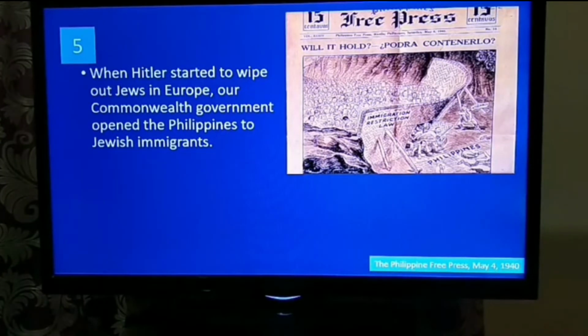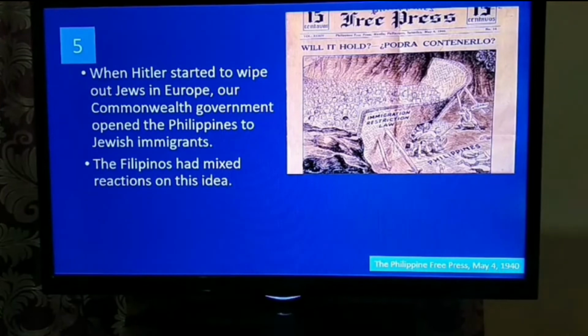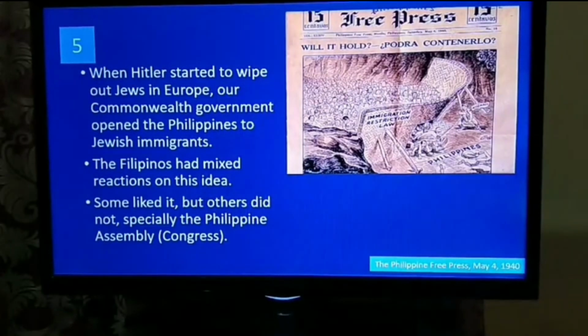Now, this action of Quezon had mixed reactions among the people, particularly the assembly or the Congress. They didn't like Quezon. Some congressmen didn't want people to come and rush to the Philippines. One of those who opposed Quezon, but he's not a member of the assembly, but he's a popular figure, is Emilio Aguinaldo. He didn't like Quezon's idea of bringing the Jews here. And so they had a big debate, Aguinaldo versus Quezon.